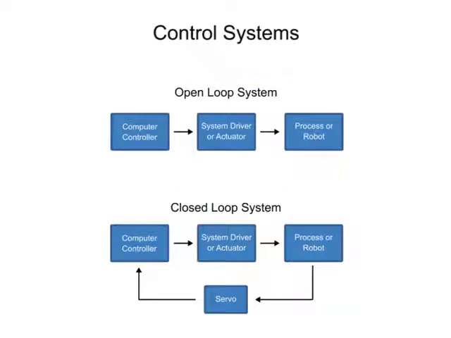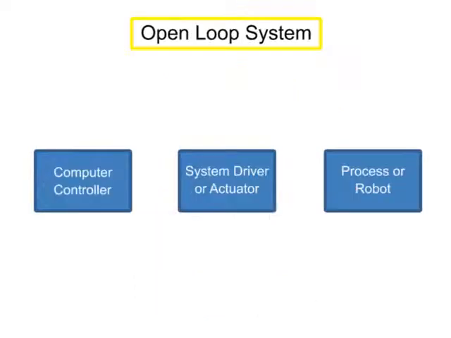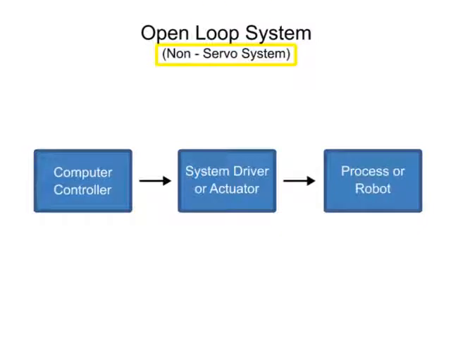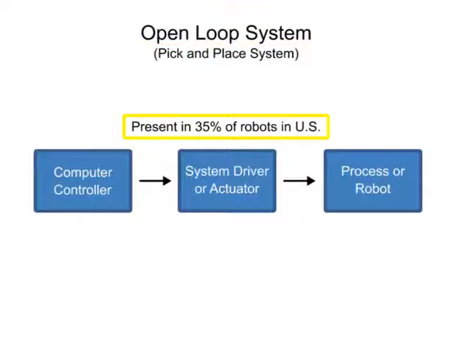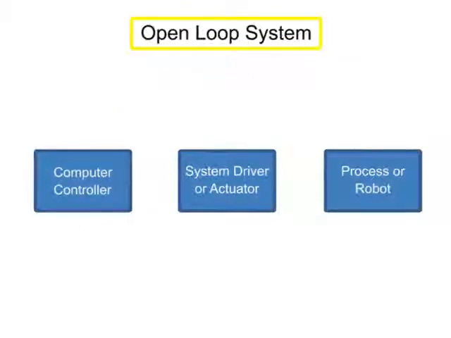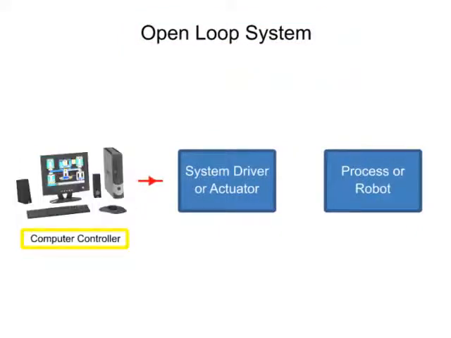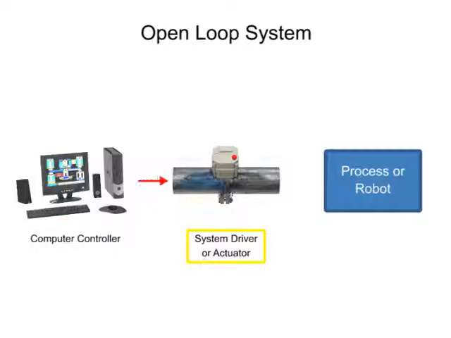There are different types of control systems used in robotics. In open-loop control, the computer sends signals based on the current state without taking into account feedback from the system. This type of system is also called non-servo, or pick-and-place, and is used in about 35% of the robots in the United States. In open-loop control systems, signals are first sent by a computer controller to the system driver.